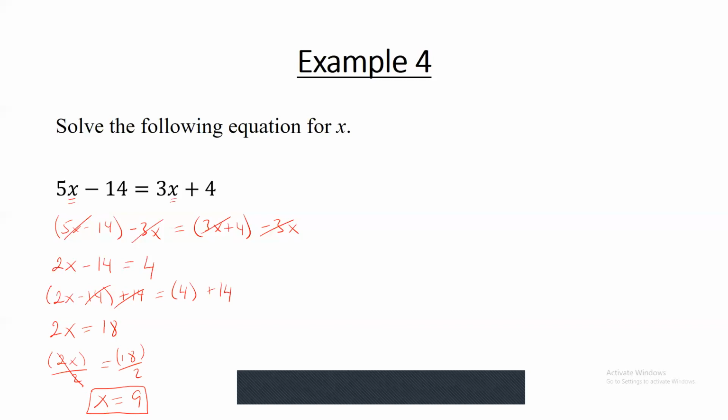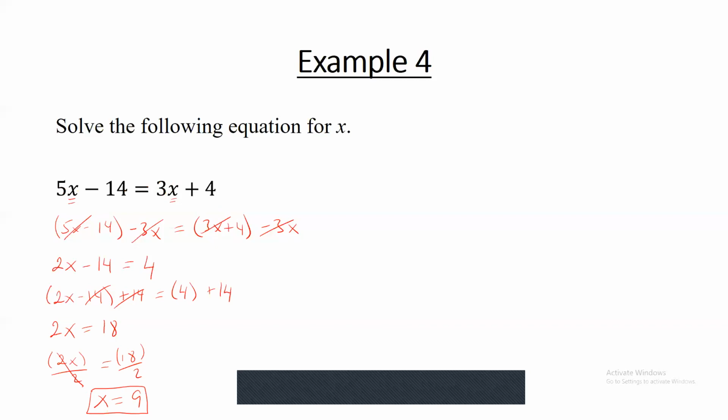And so there you go. When you see x's on both sides, just subtract the x term from either side, to get rid of either the one on the right or the one on the left. And from there, the problem should look familiar.